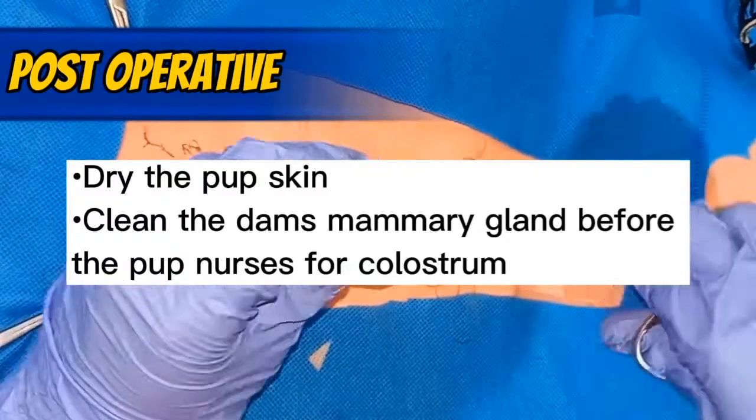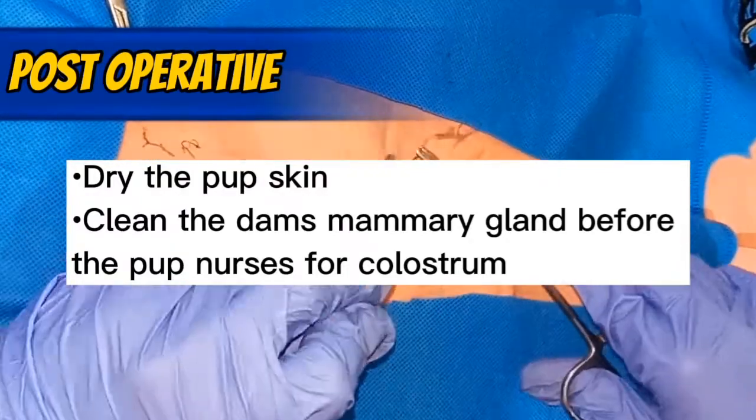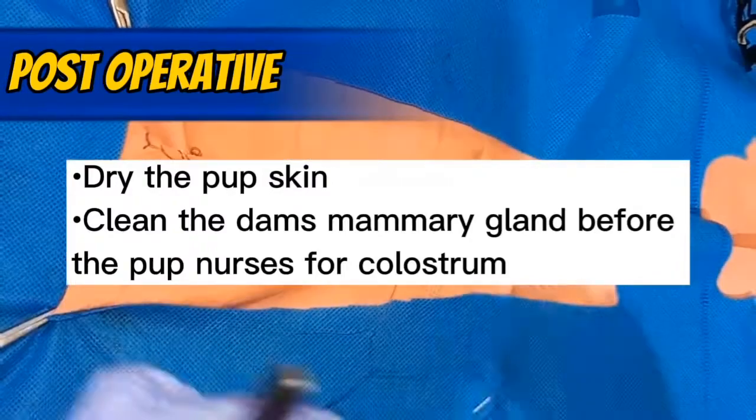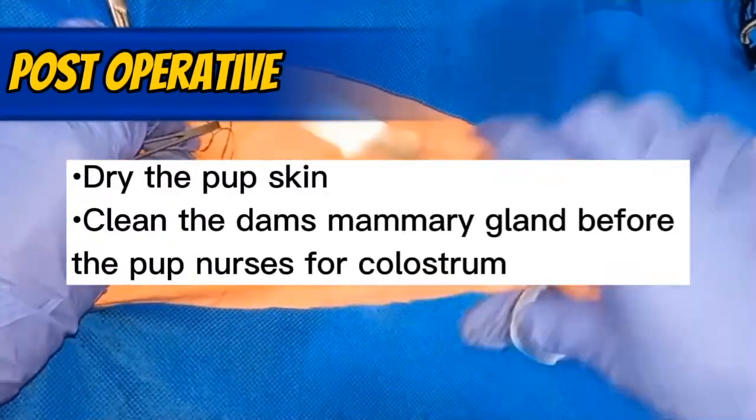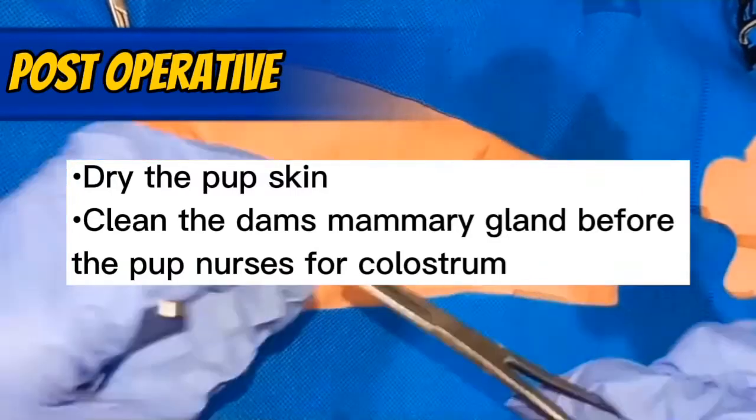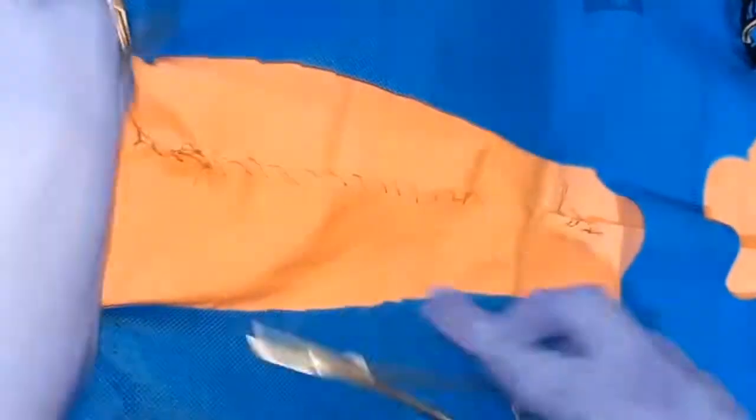While the mother is recovering from anesthesia, her mammary glands should be cleaned with warm water to remove any residual surgical preparation solutions, blood, or fetal fluids. The neonate then sucks colostrum from the mother.